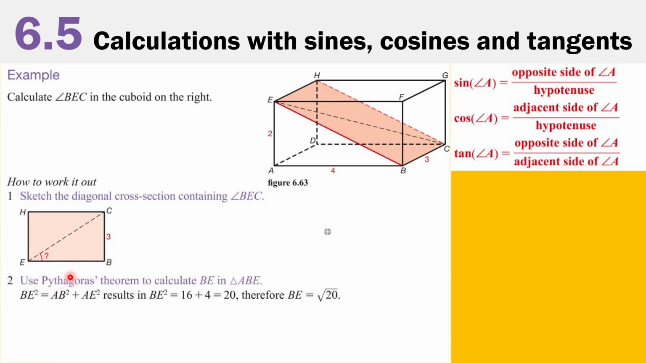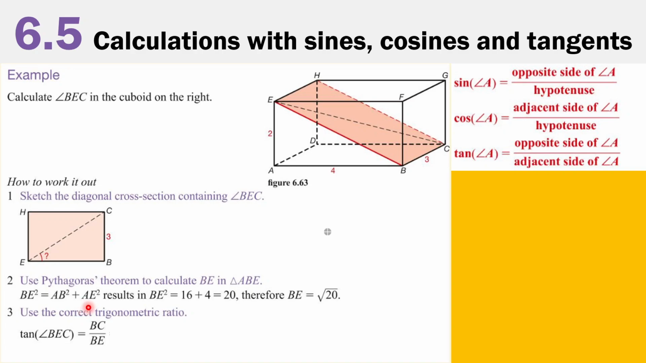So now I cut back to my diagonal cross section, my diagonal plane, and we're now going to fill in BE is root 20. And because I now know the adjacent side and the opposite side, I can now use the correct trigonometric ratio. I already spoiled it a bit. If I know the opposite and the adjacent, I think we're going to use a tangent here, right? Tangent of angle BEC.